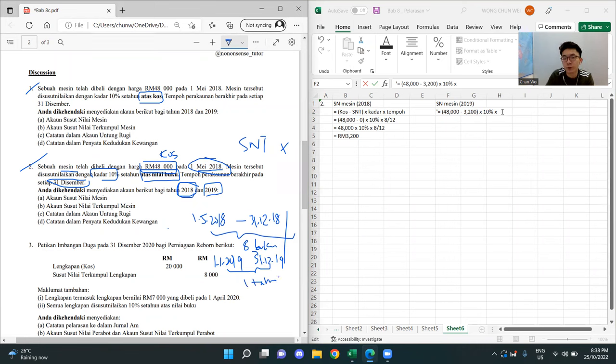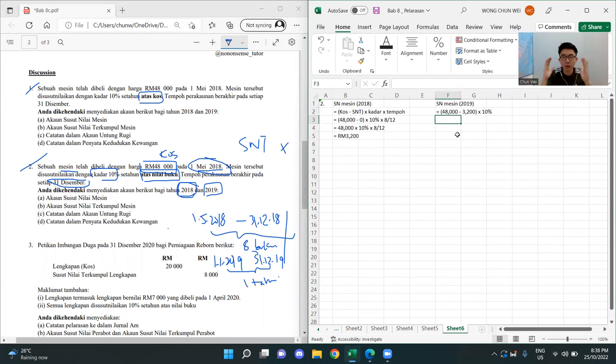Okay, so when it is a full year, then you don't need to write out. Or if you want, you can times one. I already told you it's the same thing actually. All right, or you can just ignore it. Don't need to times one also can. So whenever it is full 1 year, satu tahun yang penuh, then you don't have to write anything.